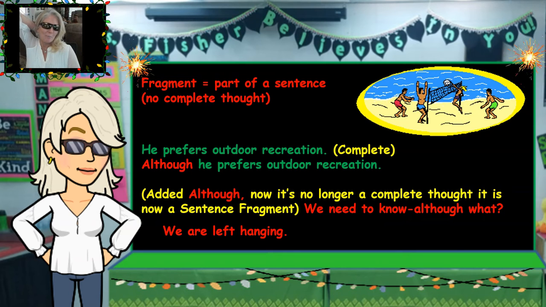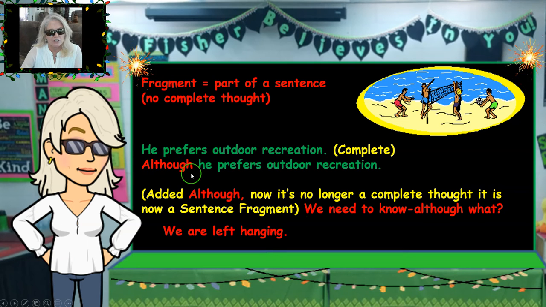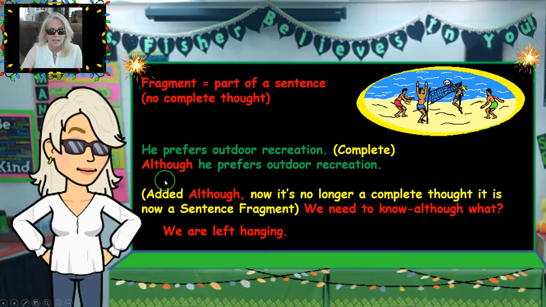Now, when you have a fragment, so what is a sentence fragment? A fragment is a part of a sentence, not a complete thought. Whenever you add that subordinating conjunction to an independent clause, it becomes a fragment. So for example, this is a complete thought: he prefers outdoor recreation. But when I add although, now it's no longer a complete thought. Although he prefers outdoor recreation. Adding although made it no longer a complete thought. We need to know although what?